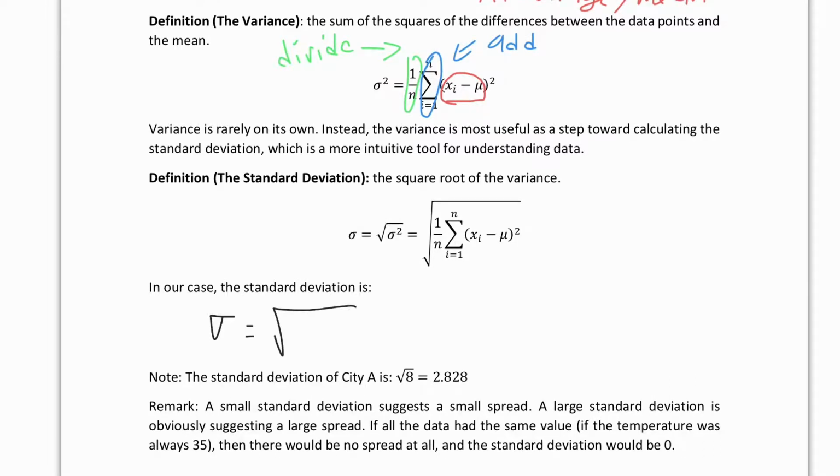So in our case, the standard deviation would be the square root of 73.8, which would equal approximately 8.6. Now, just to note, the standard deviation for the other city, city A, you can calculate to be about 2.8, so square root of 8. So if you notice, the second city has a spread or a standard deviation of 8.6. The other one has a spread of about 2.8. Those are very different numbers.